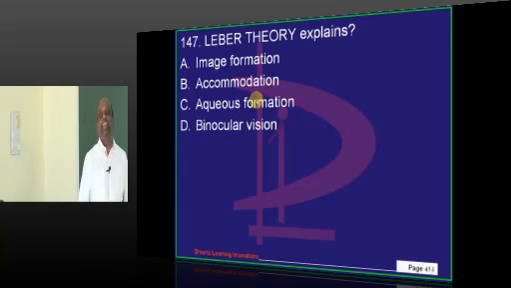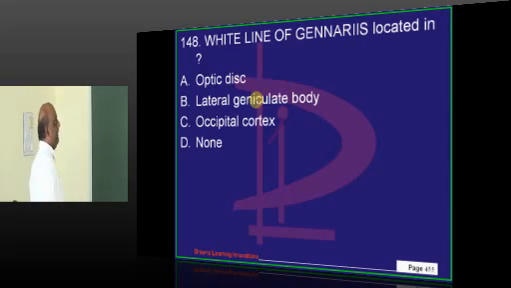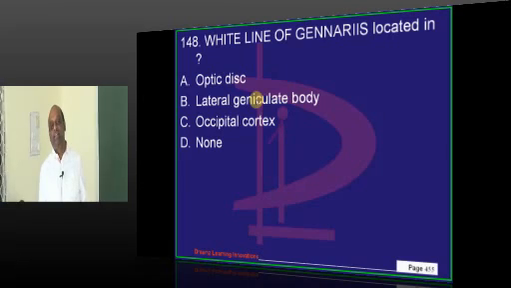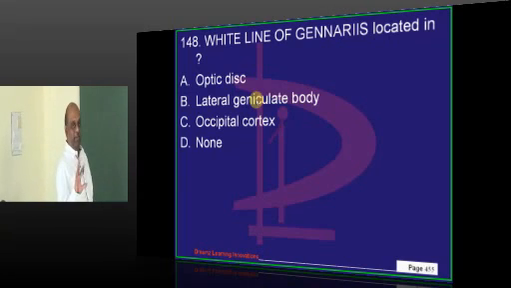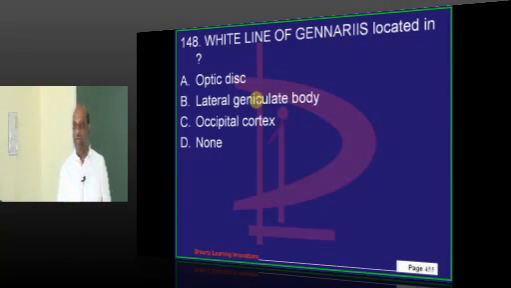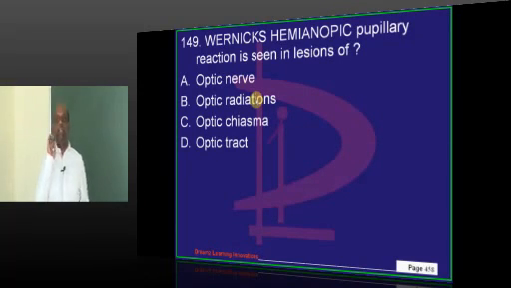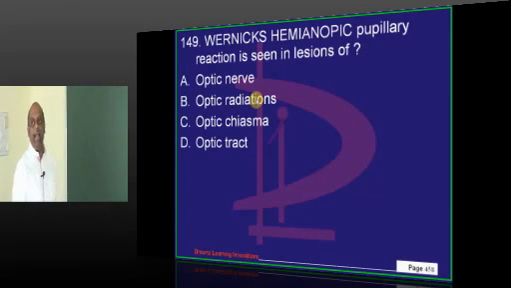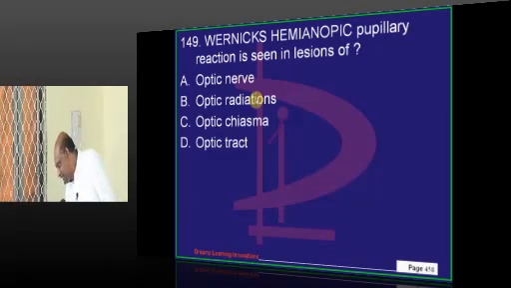What is Leber's theory? Leber's theory is fundamentally about aqueous formation. White line of Gunn. This is a complete Scottish exam. No Indian names. Venkatraman, Ramakrishnan, nothing is there, no. So occipital cortex. This is a good question, excellent question. Wernicke's hemianopic pupillary reaction. This you need to be quite sure.